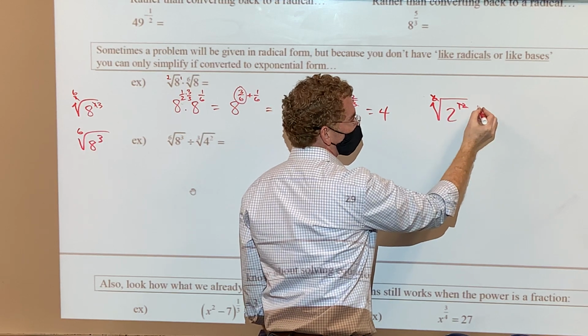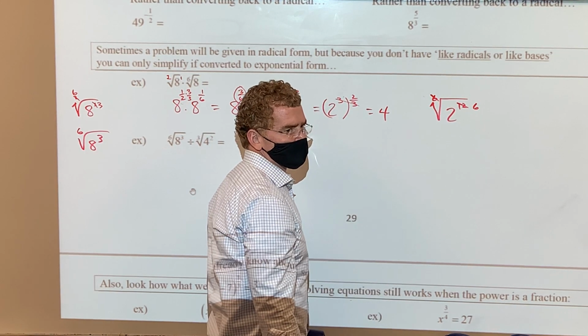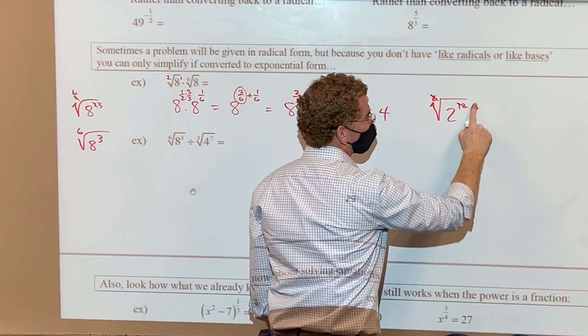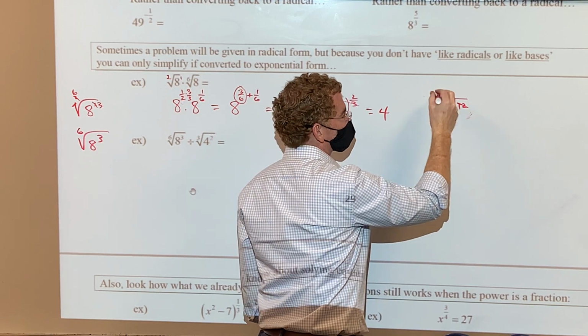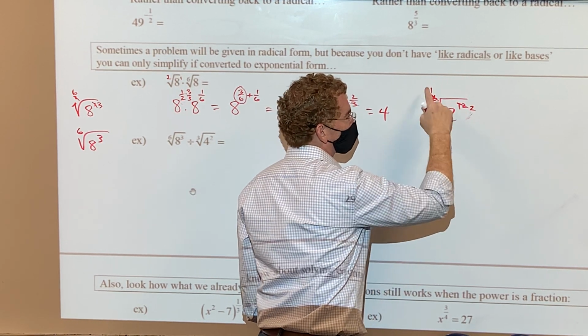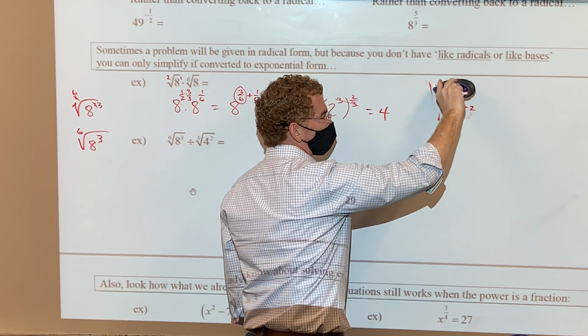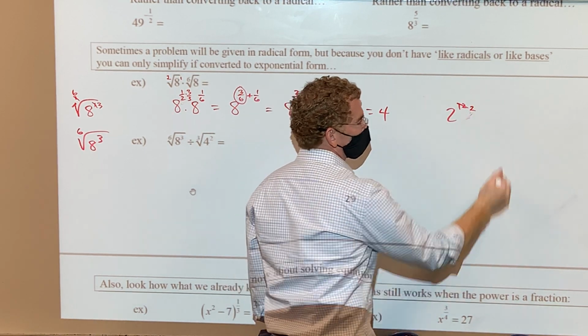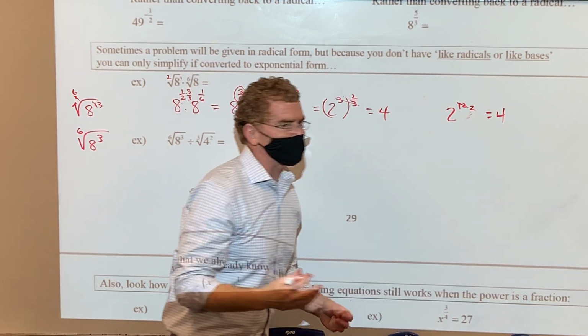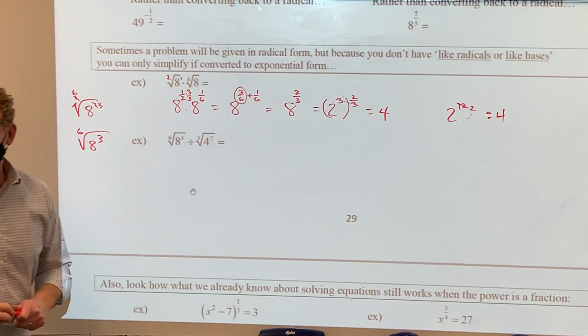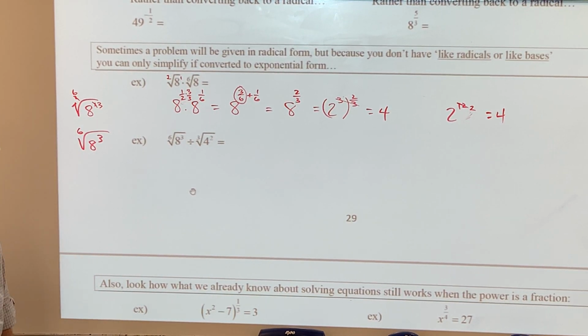Cancel, cancel, 6. That you can't do. But I could have divided by 6, divided by 6. And what is a 1st root? A 1st root is no root at all, and you're left with 2 squared. But you were just trying to use rules we never talked about, and that's why a lot of people kind of got lost in that.